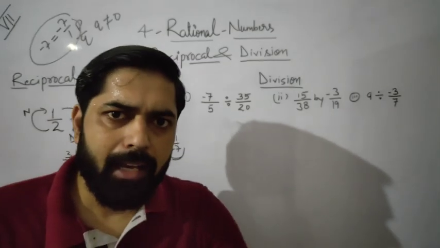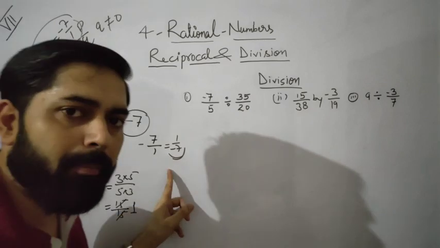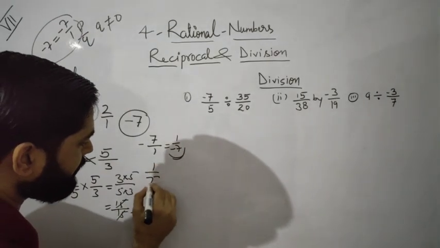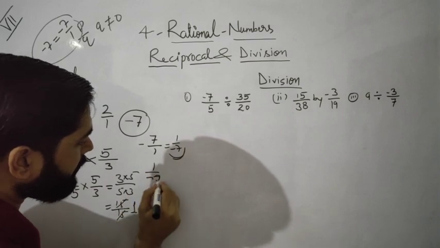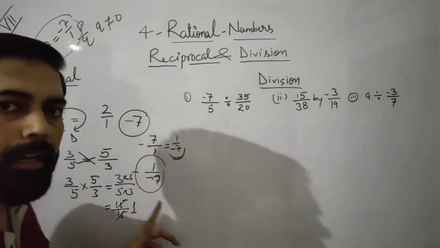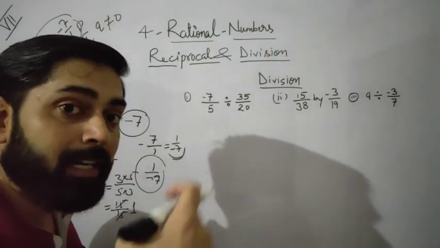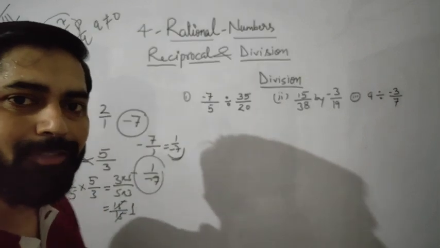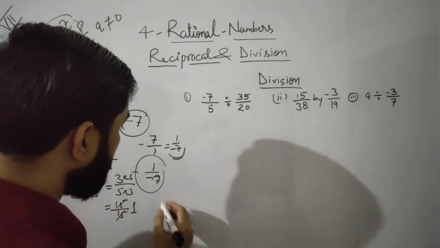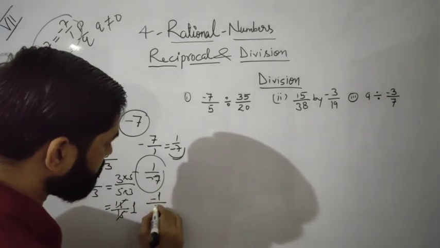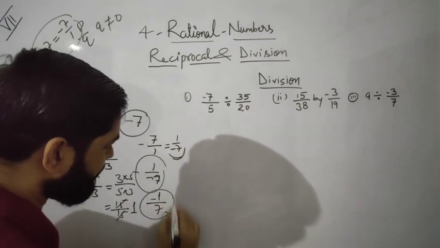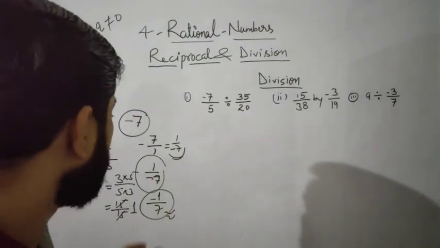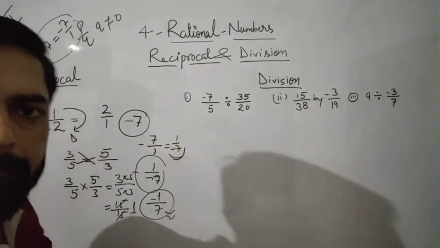But after the solution you should always observe the answer. If you find the denominator in a negative form, as here, then you can convert it into a positive form. How can we convert? You know that by multiplying by -1 in the numerator and denominator, we get -1 upon 7. Now this is the reciprocal of -7. This is the answer.